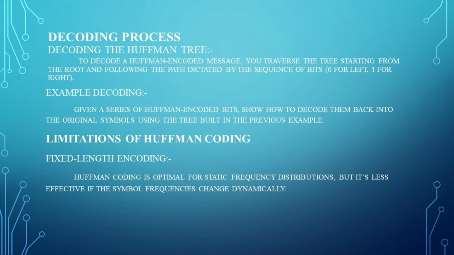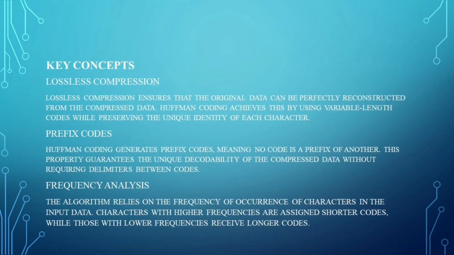Huffman coding is optimal for static frequency distributions, but it's less effective if the symbol frequencies change dynamically. Key concepts. Lossless compression. Lossless compression ensures that the original data can be perfectly reconstructed from the compressed data. Huffman coding achieves this by using variable length codes while preserving the unique identity of each character.